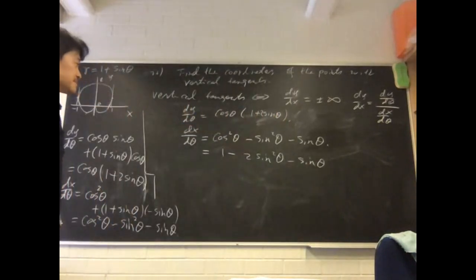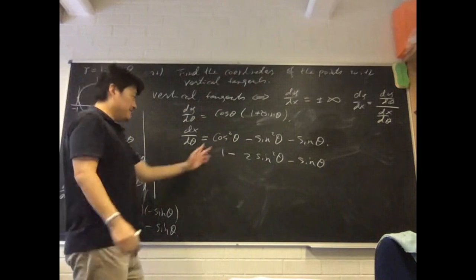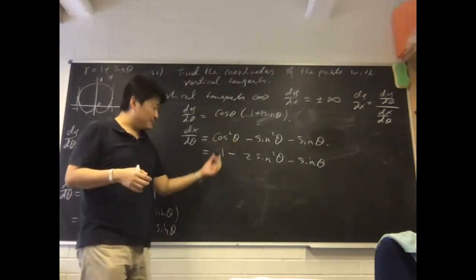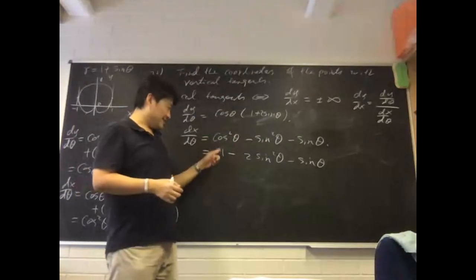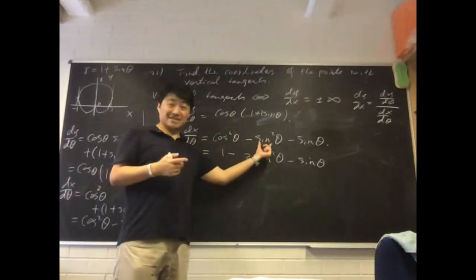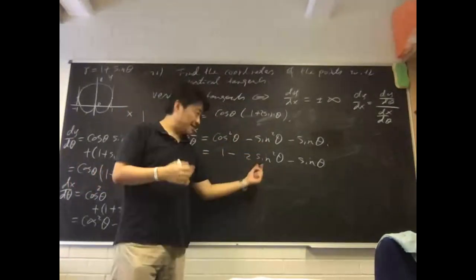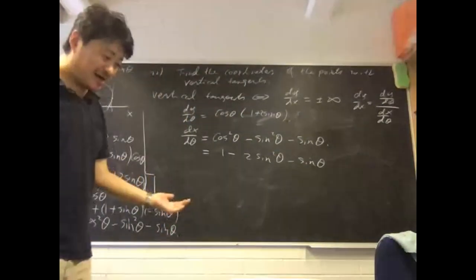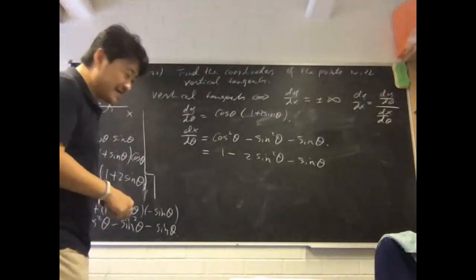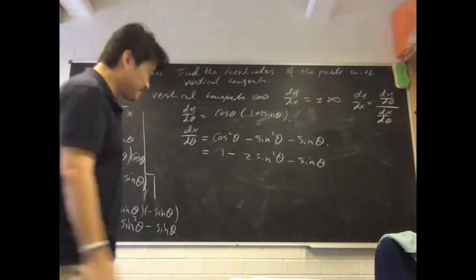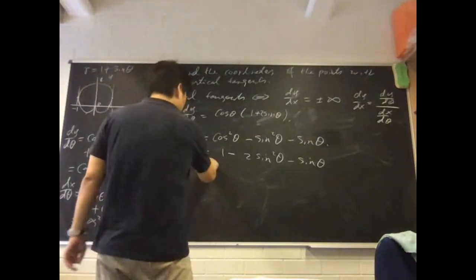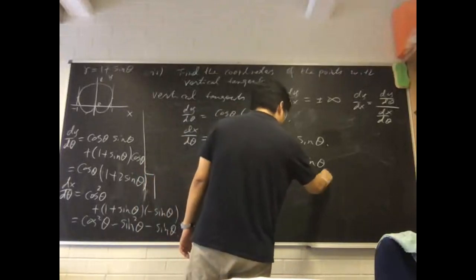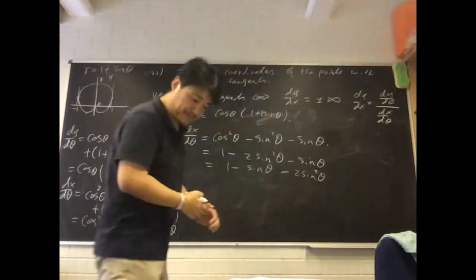So cosine, rather, cosine squared is 1 minus sine squared. So this 1 minus sine squared together with that sine squared, you get a minus 2 sine squared. Minus sine theta is still there. So now that's only in sine, which will make things easier for the following reason. So it's 1 minus sine theta minus 2 sine squared theta.